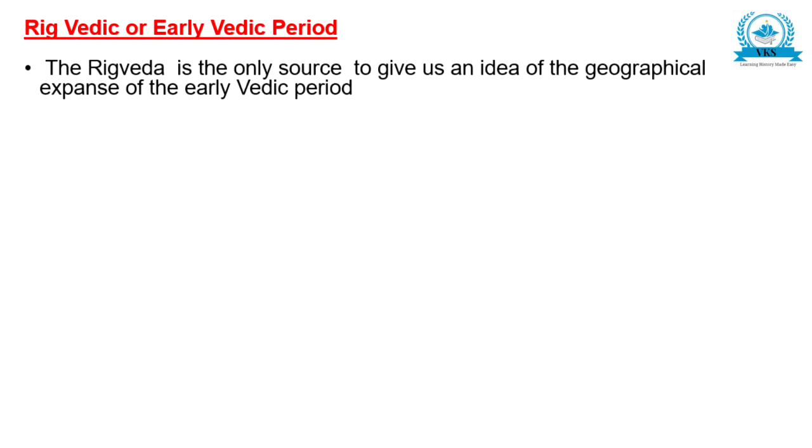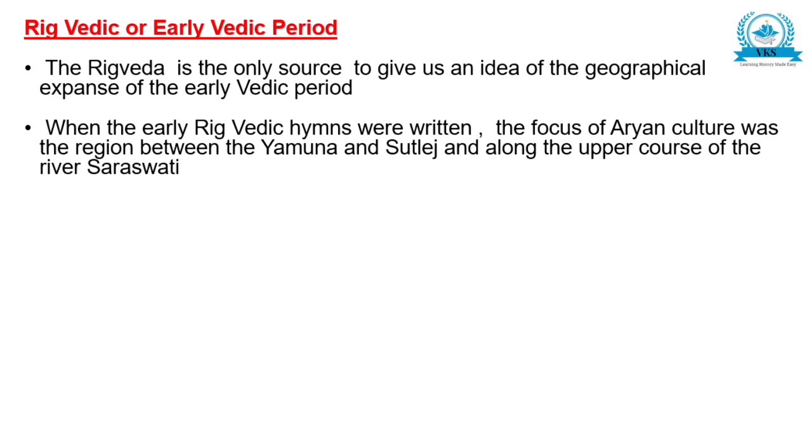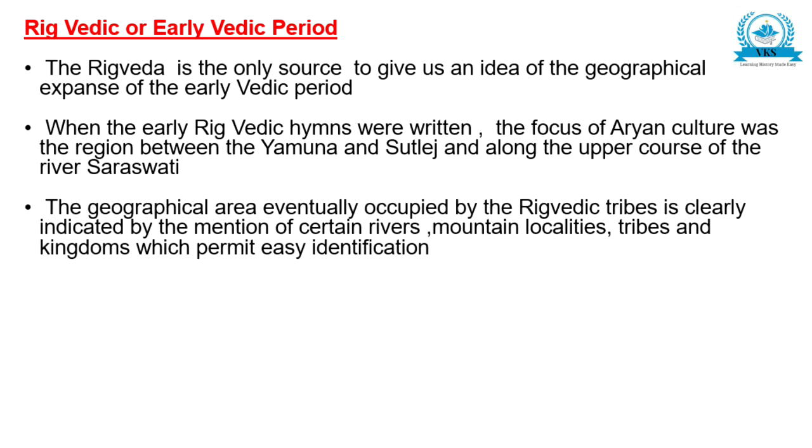Rig Vedic or early Vedic period. The Rig Veda is the only source to give us an idea of the geographical expanse of the early Vedic period. When the early Rigvedic hymns were written, the focus of Aryan culture was a region between the Yamuna and Sutlej and along the upper course of river Saraswati. The geographical area eventually occupied by the Rigvedic tribes is clearly indicated by the mention of certain rivers, mountain localities, tribes and kingdoms which permit easy identification.